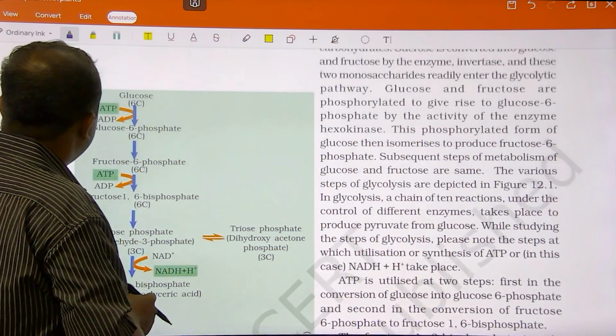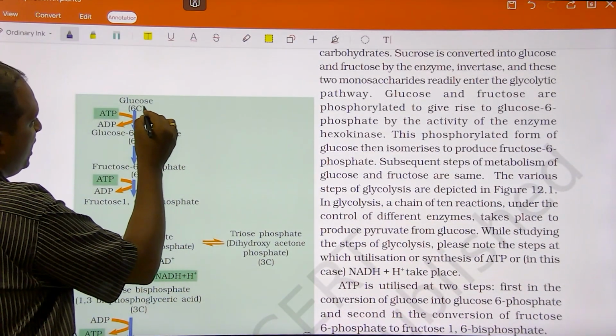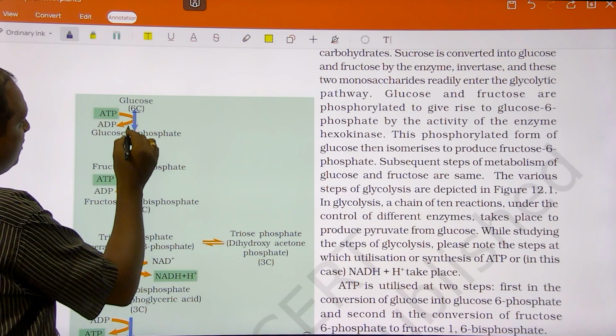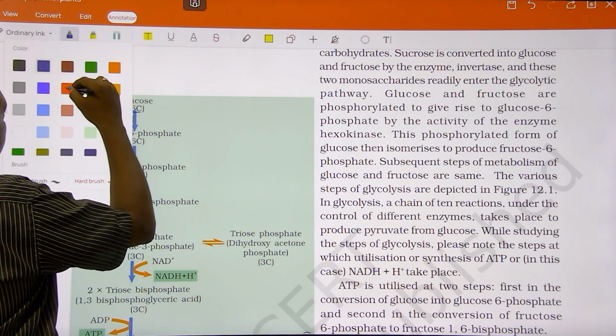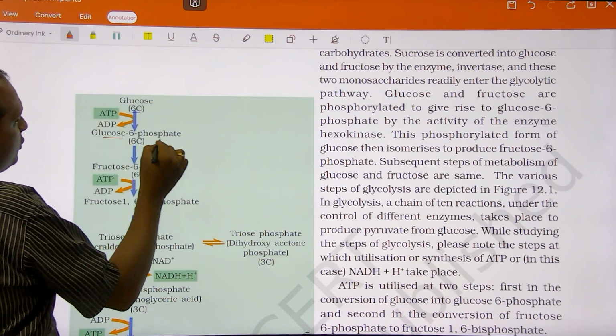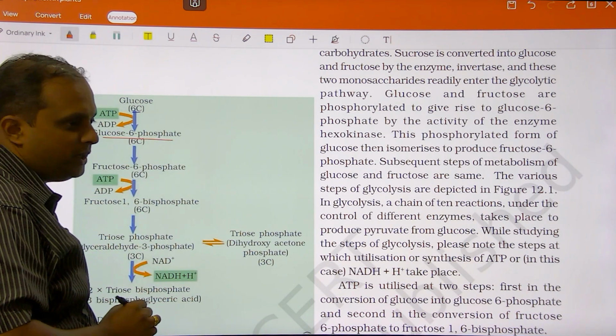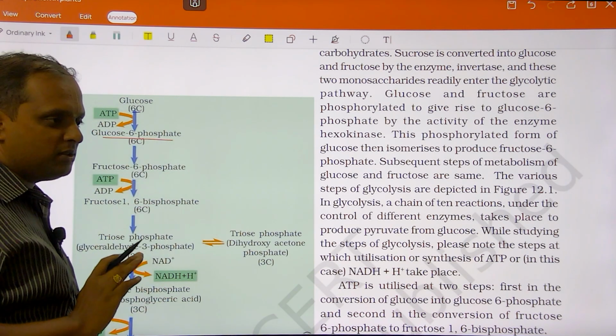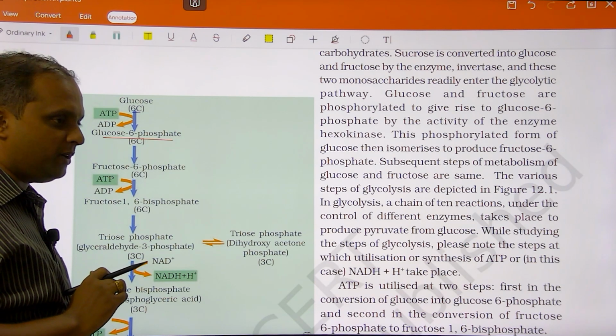So let's start with glucose, right? So first reaction, glucose 6 carbon is getting converted to glucose 6 phosphate. So what do you mean by the term glucose 6 phosphate? So you know what is glucose. What do you mean by the term glucose 6 phosphate?